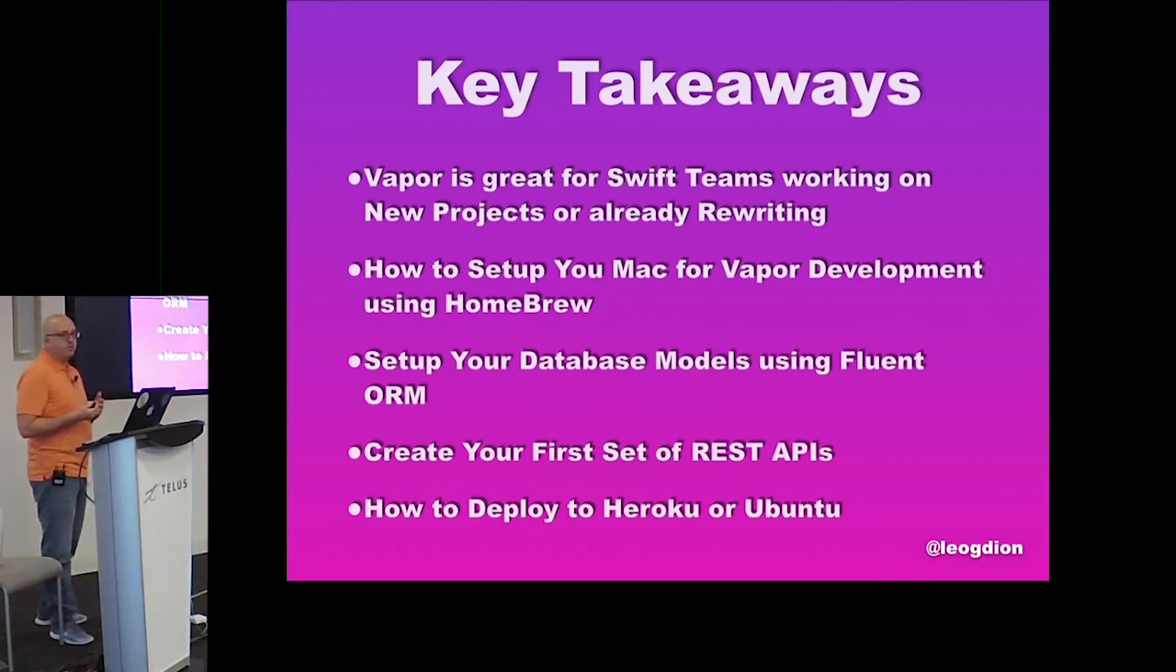We created our first set of REST APIs for projects, including how to take a project object and map it to a more useful response for our client. We talked also about how to deploy to Heroku or Ubuntu as well. Pretty easy to do. I've only dabbled very little in Docker, so I don't really want to talk about that, but I'm sure it'll work just as well. There is a Docker image for Swift that you can get started with as well.